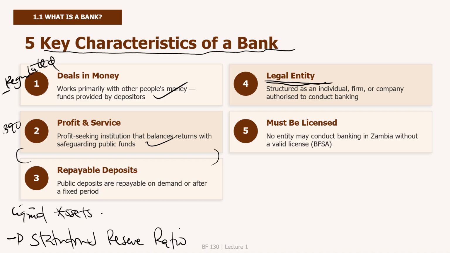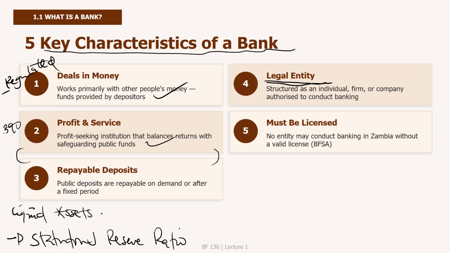The other characteristic is that it has to be a structured entity, a legal entity. So we need to know under the company law how you are operating. It has to be properly constituted, in other words, and it must be authorized.